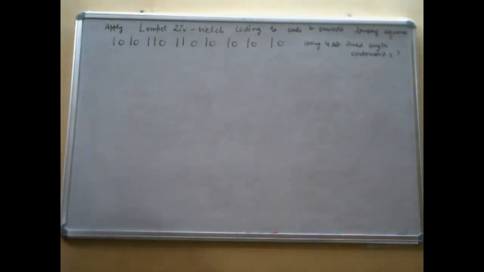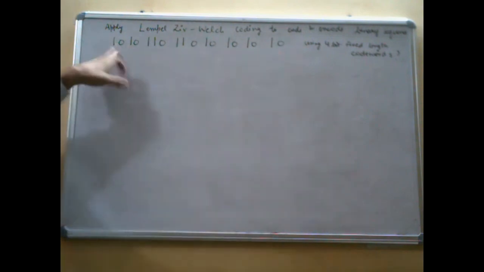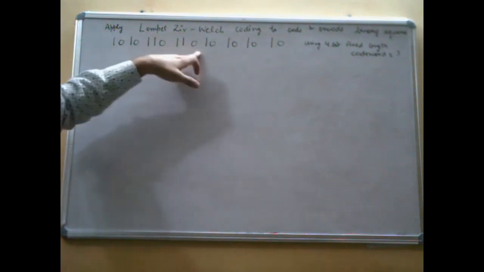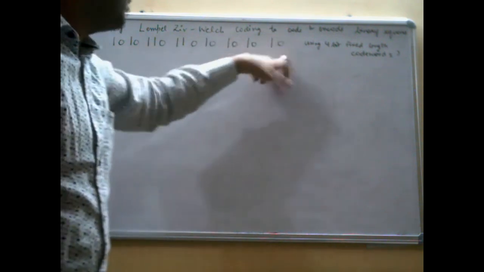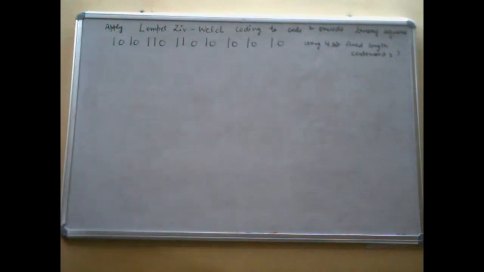I'm repeating the question. Apply Lempel-Ziv Welch coding to encode and decode this given binary sequence: 1010, 110, 110, 10, 10, 10, and 10 using 4-bit fixed length code words. Kindly note down this question.